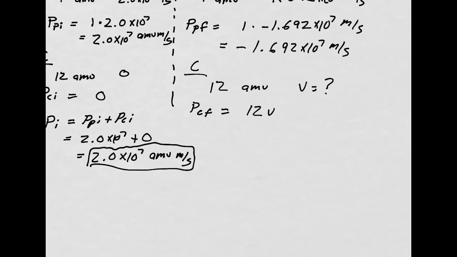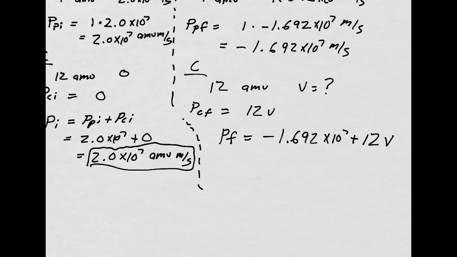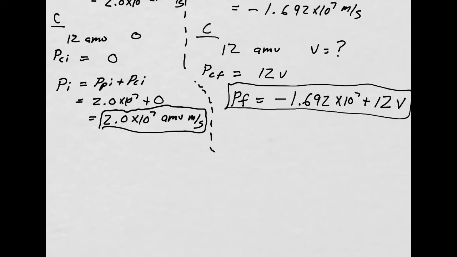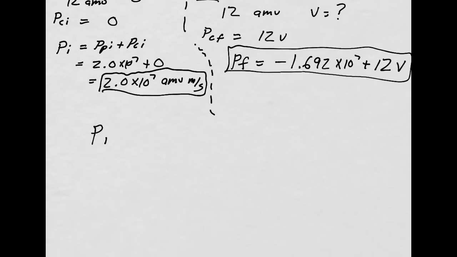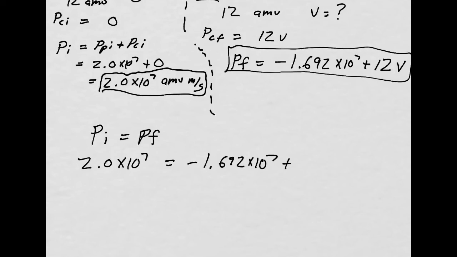So that means the final momentum total is the sum of the proton, minus 1.692 times 10 to the 7, plus 12V. So our final momentum has an unknown in it. So now we're going to use the law of conservation of momentum. Pi equals Pf. Pi is 2 times 10 to the 7. Pf is minus 1.692 times 10 to the 7 plus 12V.